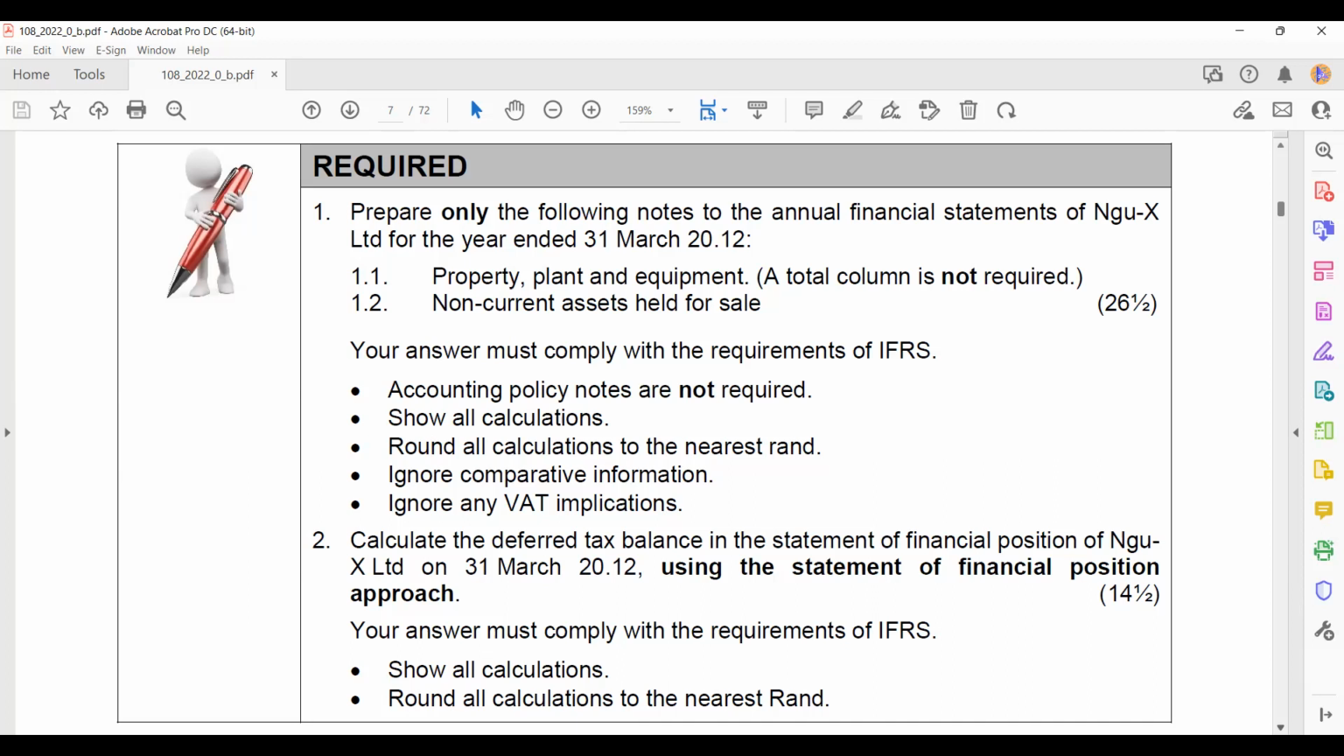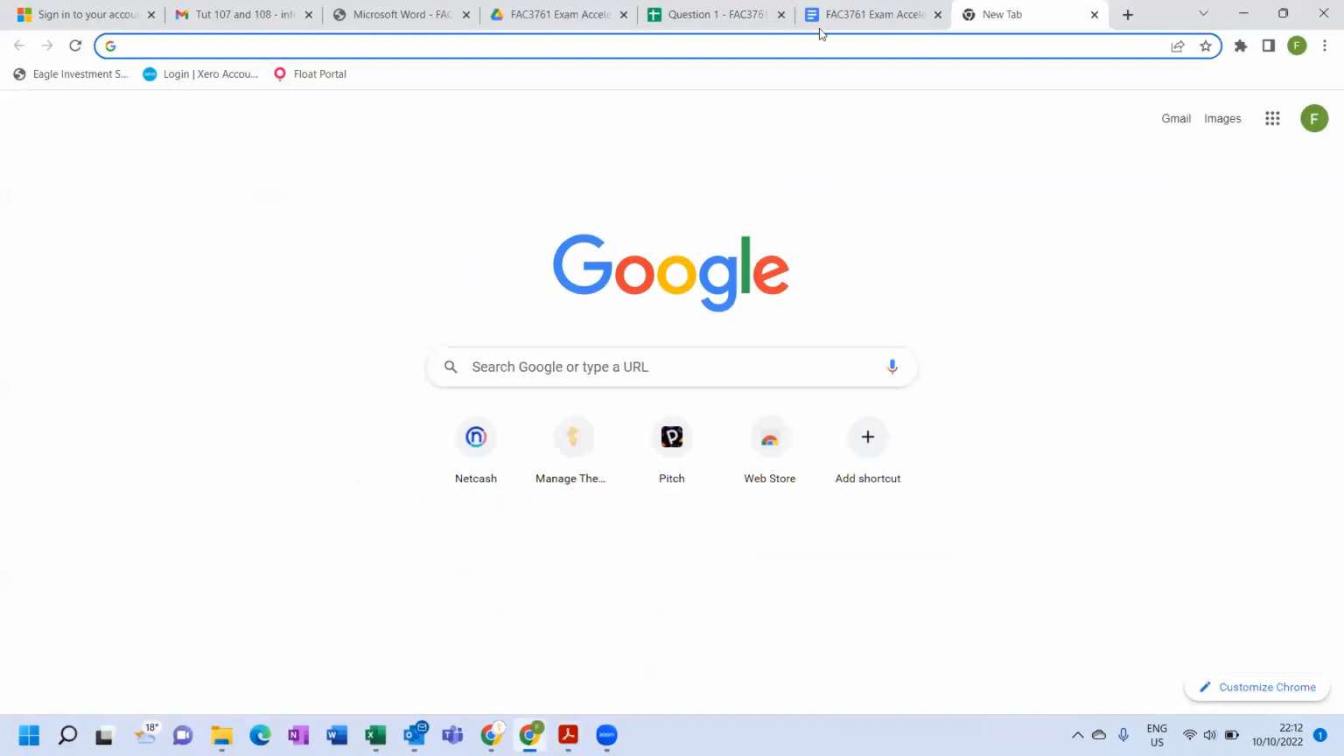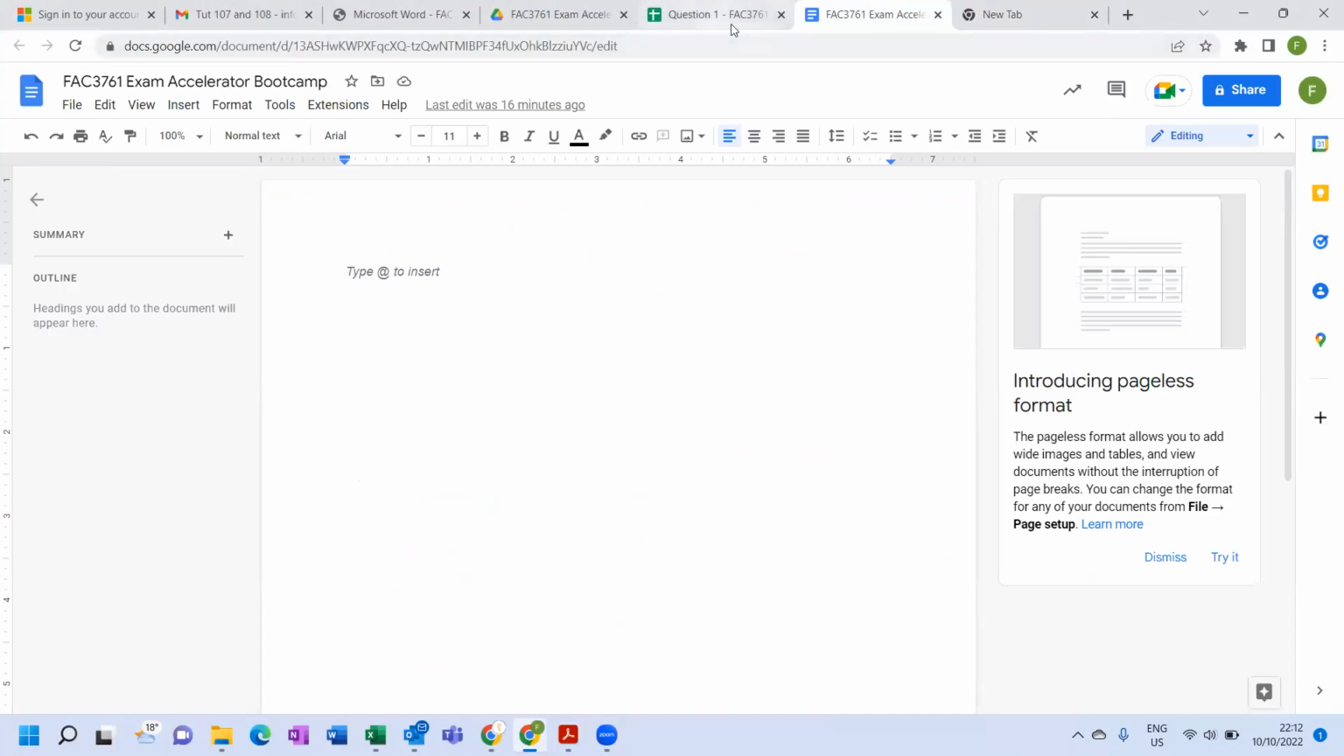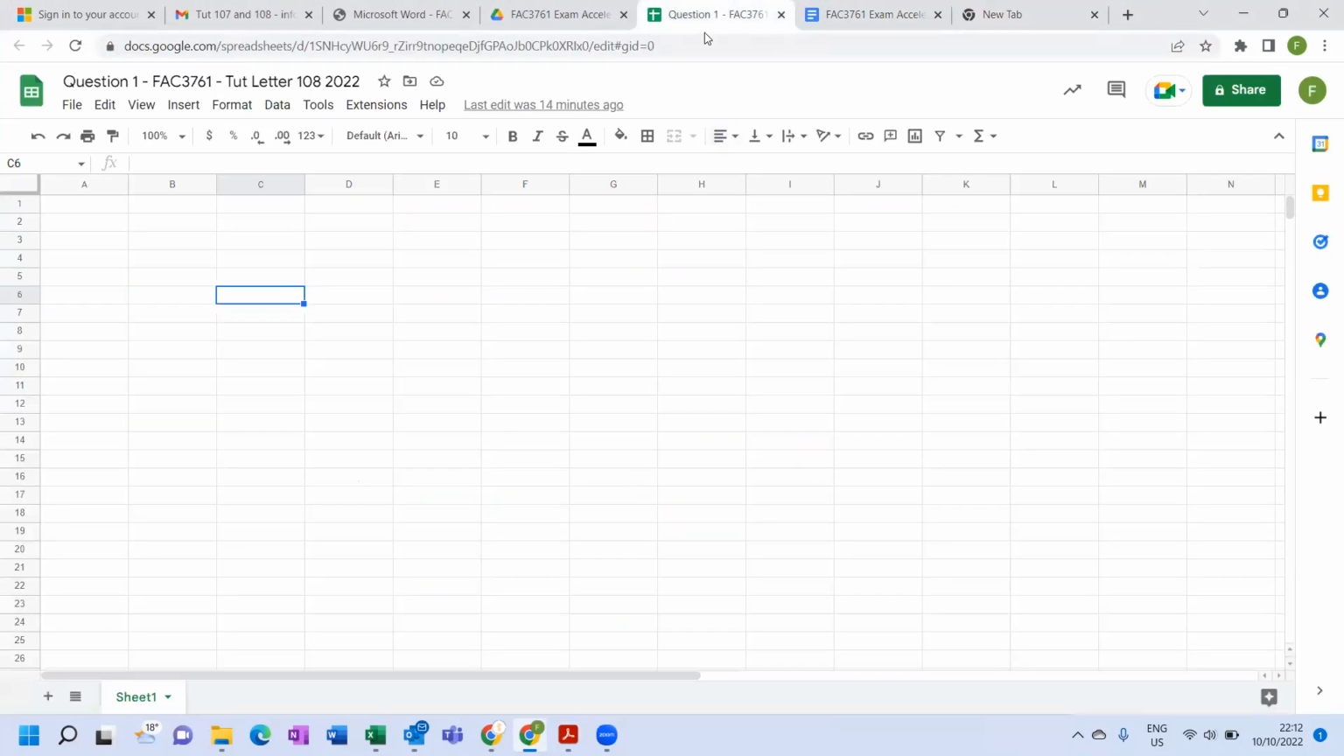Okay, so I'm going to do number 1.1 and 1.2, and then we'll go on to question 2. So let me switch over into Google Sheets. Okay, so you should be able to see Google Sheets. So we need to do question 1.